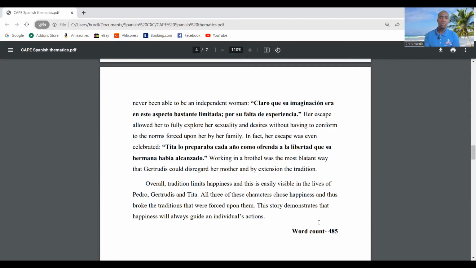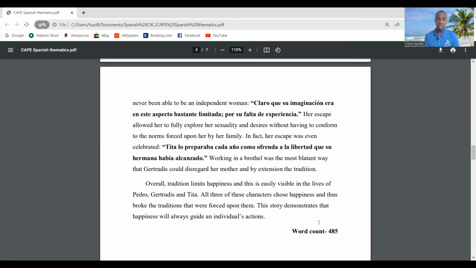And our conclusion, overall: tradition limits happiness, and this is easily visible in the lives of Pedro, Gertrudis, and Tita. All three of these characters chose happiness and thus broke the traditions that were forced upon them. This story demonstrates that happiness will always guide an individual's actions. As you see, I would have restated my thesis. I would have given the central idea from all three examples.